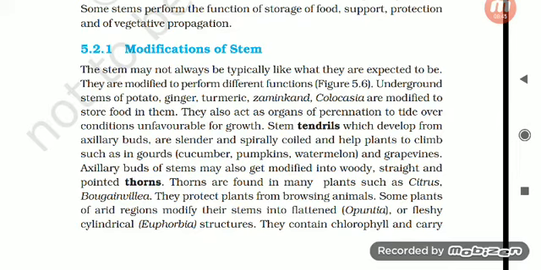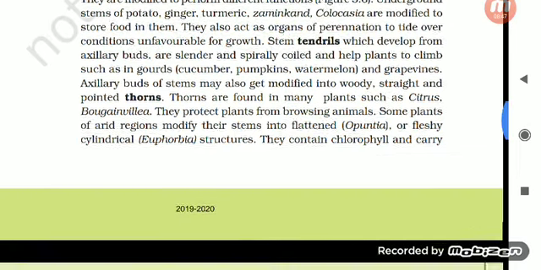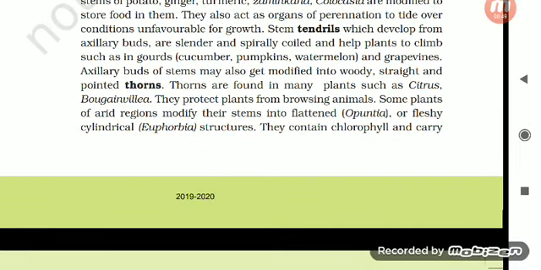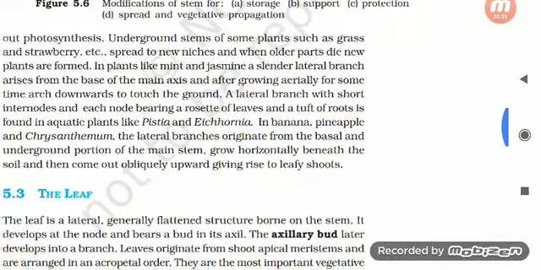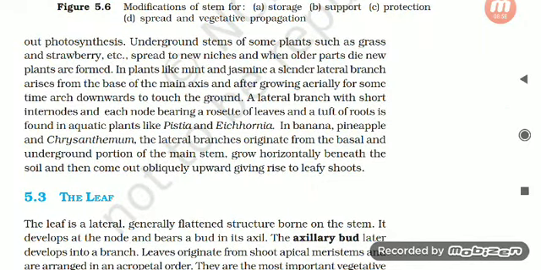Some plants of arid regions modify their stems into flattened, or fleshy cylindrical Euphorbia structures. They contain chlorophyll and carry out photosynthesis. Underground stems of some plants such as grass and strawberry etc. spread to new niches, and when older plants die, new plants are formed.